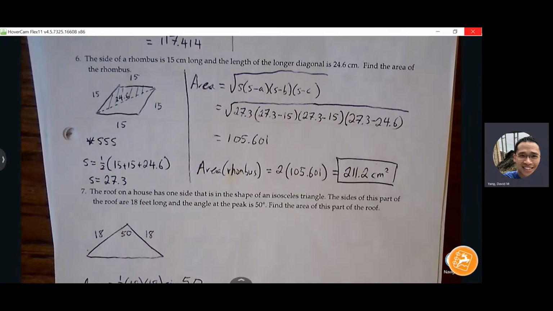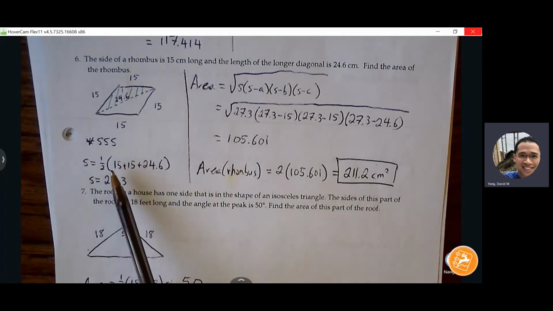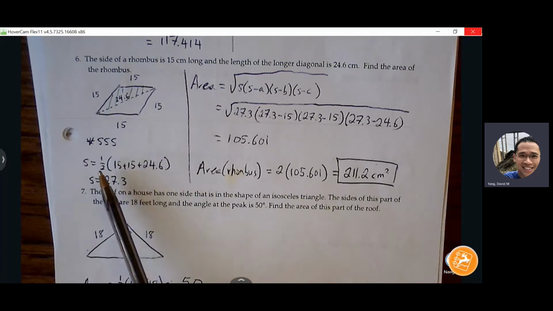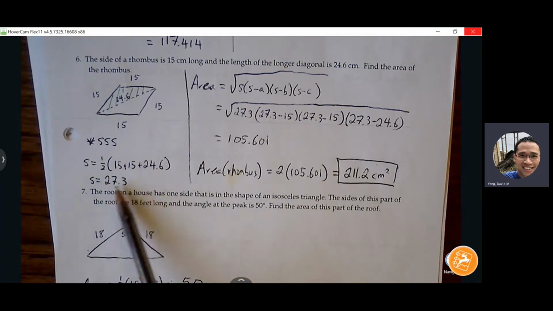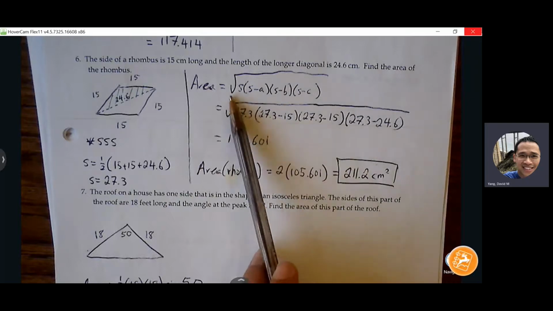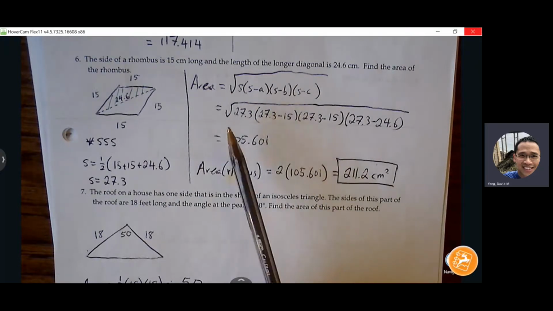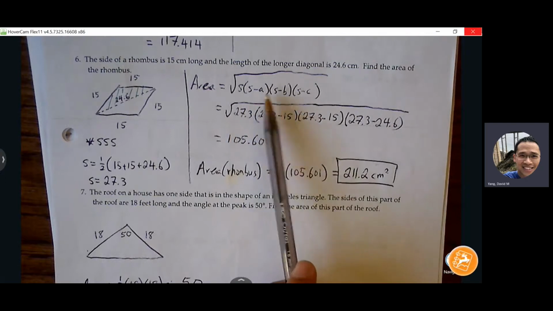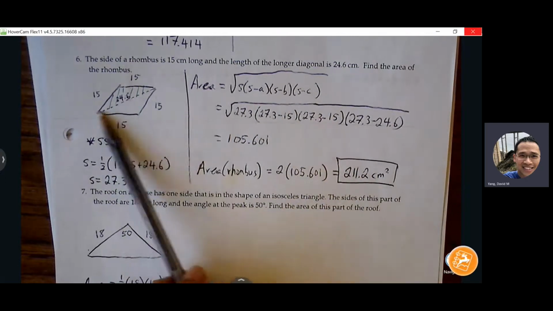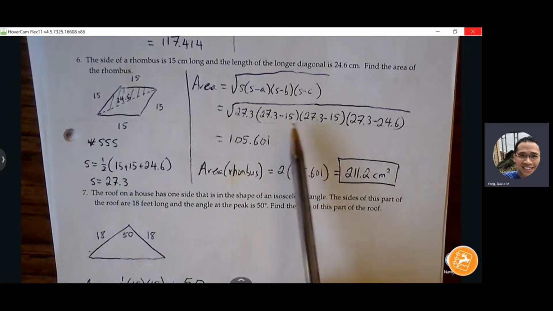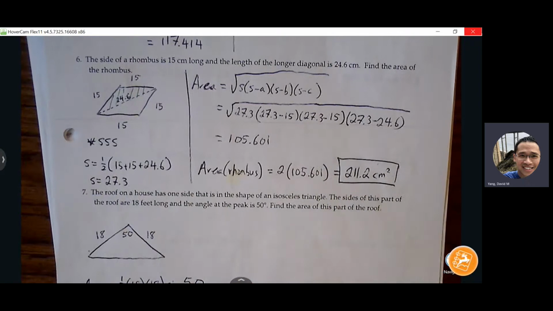So I'm just going to focus on one of the triangles for now. Semi-perimeter: 15 plus 15 plus 24.6 divided by 2. That's going to give me the S value that I need for my area formula. And now we just look at the area formula and replace every S with 27.3, and then our A, B, and C values. It really doesn't matter which order is which, as long as we include them all in our formula. So minus 15, minus 15, minus 24.6.